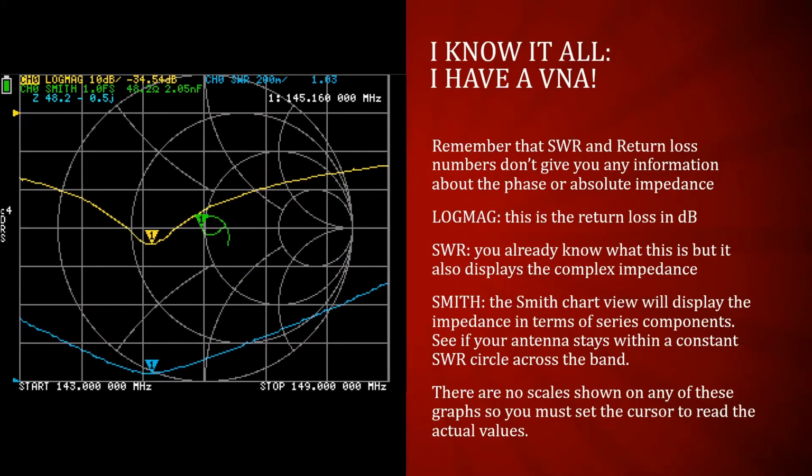So the log mag is the return loss in dB. The SWR, you already know what that is. The Smith chart, yeah, okay. If you're really into Smith charts, you can use it. But there are no scales, but you don't really need scales because you just put your pointer on it and it reads all the information up here at the top.